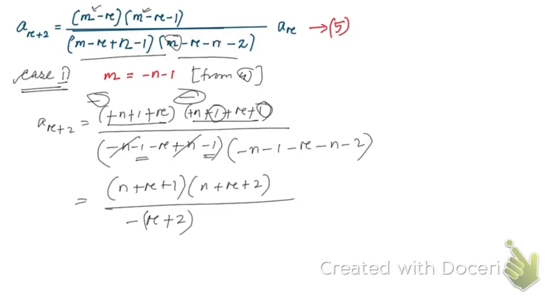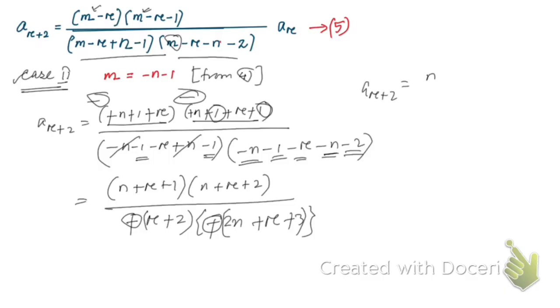Okay, so similarly here you see minus n, that's going to be minus twice n. Then we have minus r here, then minus 1, minus 2, that's going to be minus 3. On taking minus sign common, these negative terms will be positive, right? And this negative becomes positive, right? So we end up getting that a(r+2) is equal to (n+r+1)(n+r+2) divided by (r+2)(2n+r+3). That's what we're going to have.